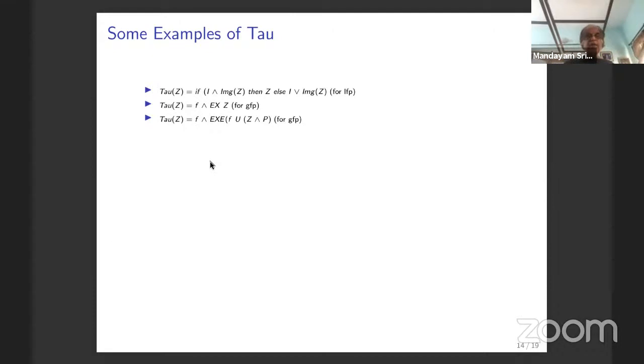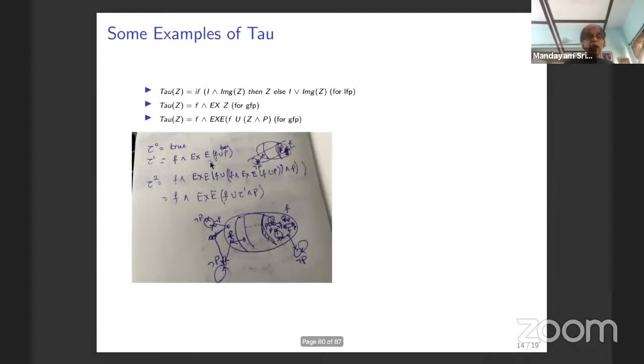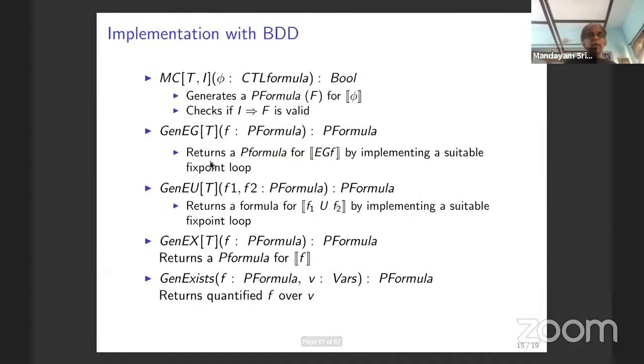Yeah, this I will get to a little bit later on. But what I want to now, this is something that I already discussed. This is the structure of how your CTL model checker will actually look when you implement it in terms of BDDs.